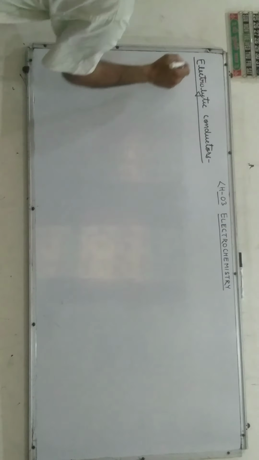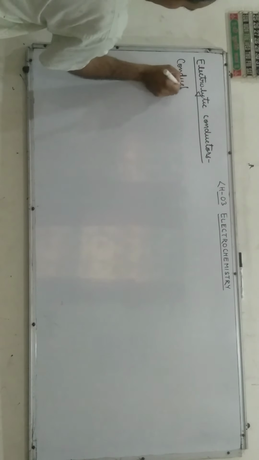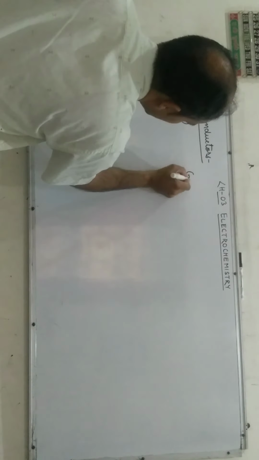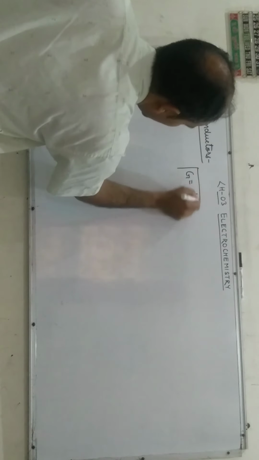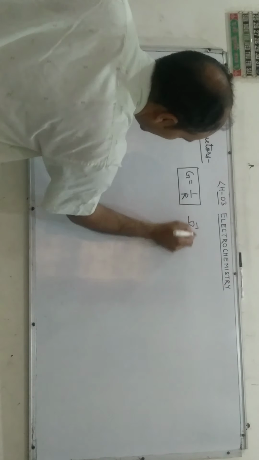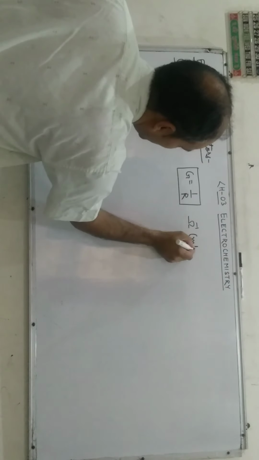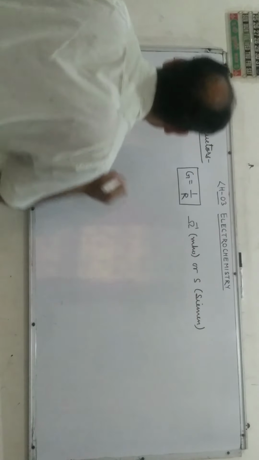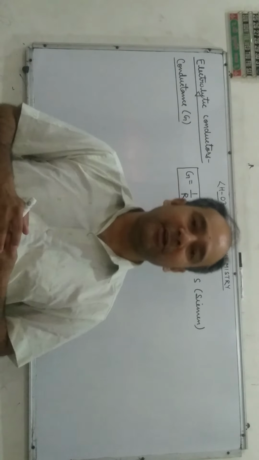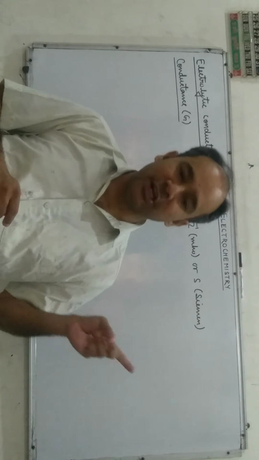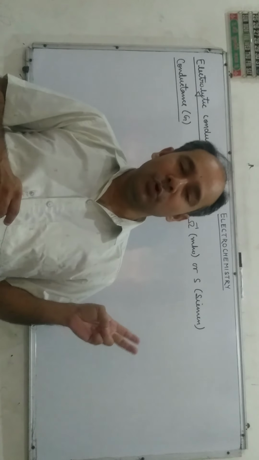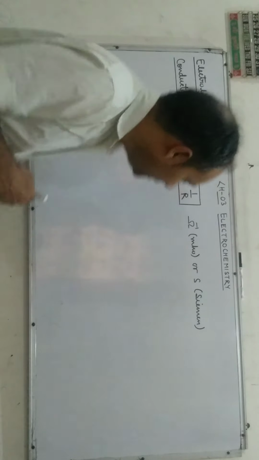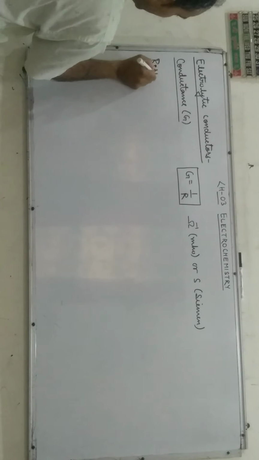Now let us discuss conductance. Conductance is represented by letter G. Actually, it is the reciprocal of electric resistance, that is G is equal to 1 upon R. Its unit is ohm inverse. It is generally said to be mho, or represented by S, that is called Siemens. Now, there are three factors which affect conductance. These are: number one, the nature and the structure of metal; number two, number of valence electrons per atom; and number three is temperature.